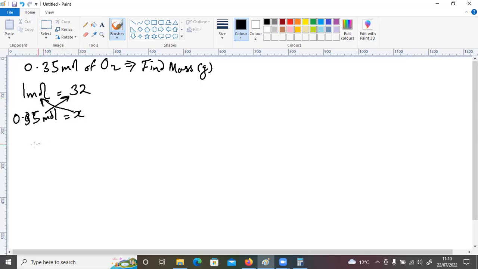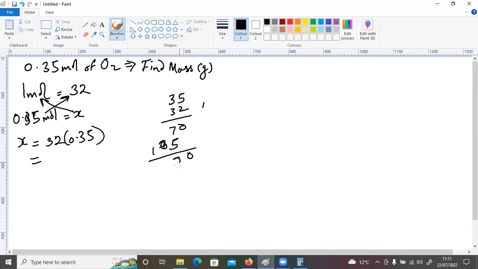I cross multiply with my x, and I will get x is equal to 32 into 0.35. As I said before, when you are multiplying 2 numbers and one has a decimal, ignore the decimal, do the multiplication, then introduce the decimal. 32 by 35: 5 times 2 is 10, carry 1; 5 times 3 is 15, plus 1 is 16. Add them: 112. Then 2 decimal places, so that becomes 11.2 grams.